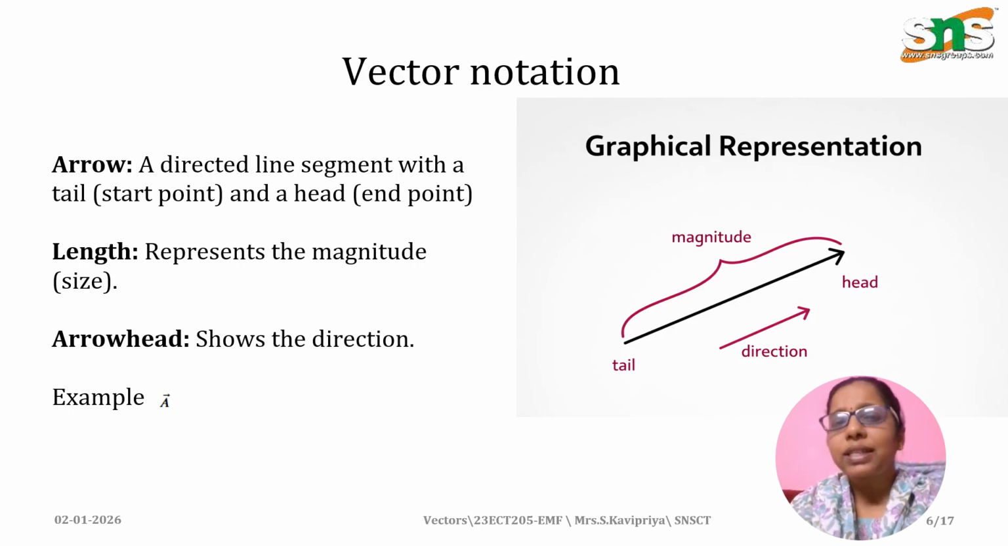And how to represent a vector? A vector is represented as a line segment. It has a starting point and an ending point. The starting point we call the tail and the ending point we call the head. Here we use an arrow to indicate the direction of a vector. The length of the line segment is the magnitude, and the direction where the arrow points is the direction of the vector. So the direction of the vector is indicated by an arrow and the length of the line segment indicates the magnitude of the vector. So a vector has both magnitude as well as direction.